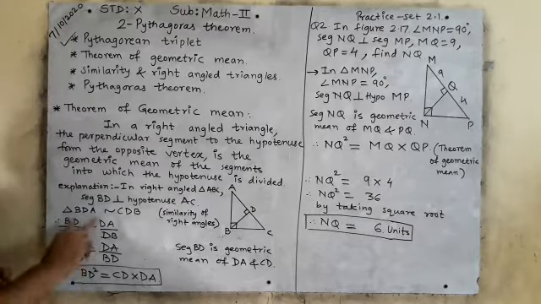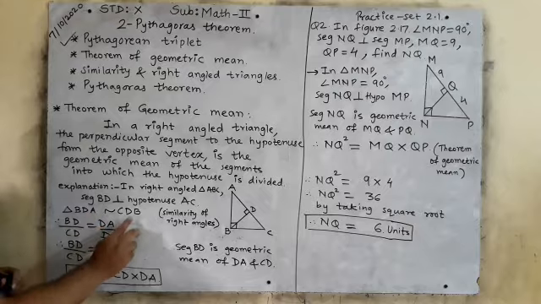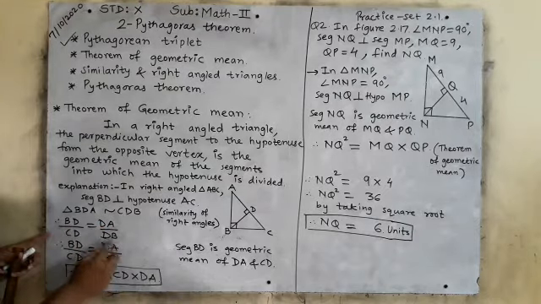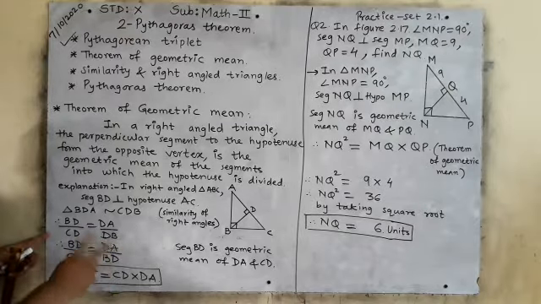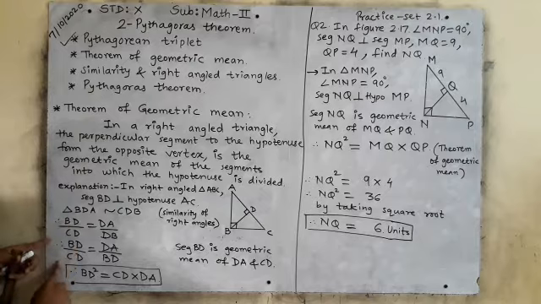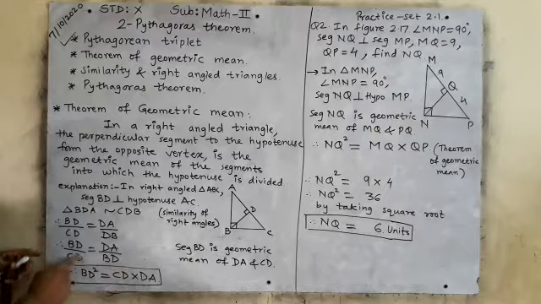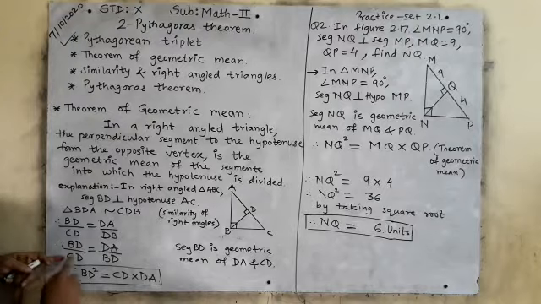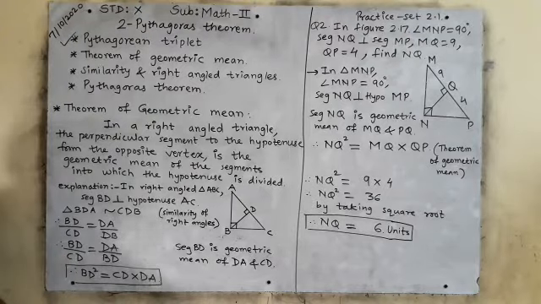Then we have to write their corresponding sides: BD upon CD, DA upon DB. Now DB we can write as BD. So BD upon CD as it is, DA upon BD. This BD and this BD will multiply to each other, so BD square is equal to CD multiplied by DA. Is it clear? So this is the formula of geometric mean.